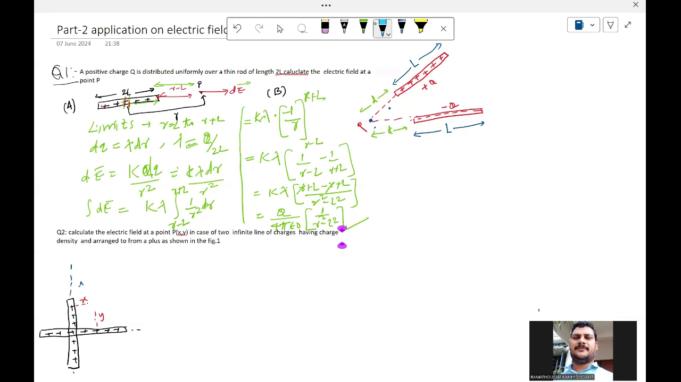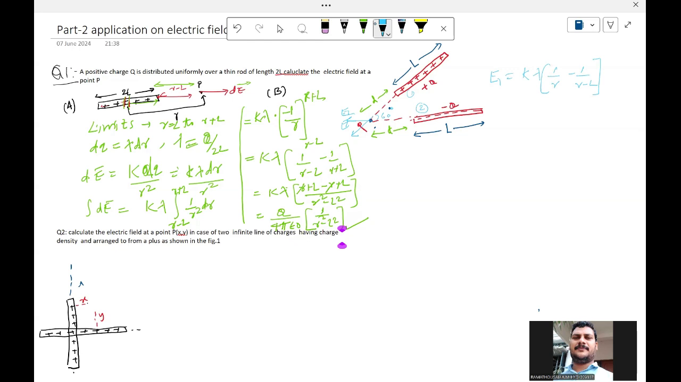Consider this as one charged body, one rod, and a second rod. Due to the first rod on the axial position, the field is E1, and this is E2. The angle between E1 and E2 is given as 60 degrees in the question. So E1 is on the axial line, and the electric field on the axial line equals K into 1 by R minus 1 by R minus L.